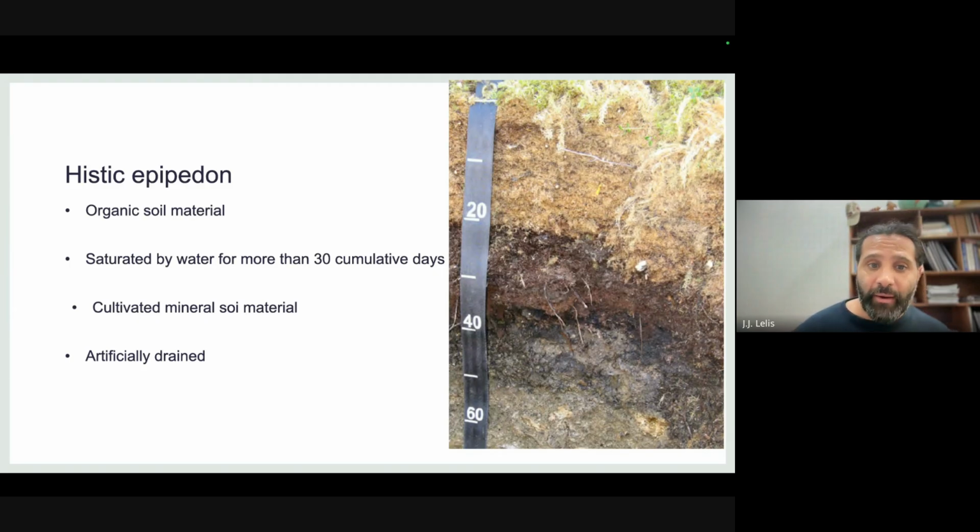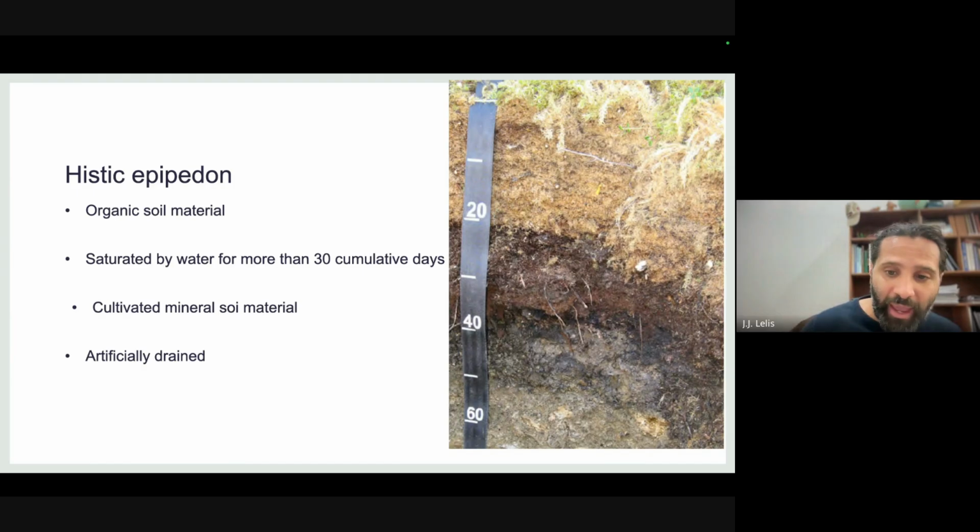The histic horizon is also an organic soil material, so the organic carbon content should also be 12% or more. But in the opposite of the folistic, the histic horizon is saturated by water. So I need to register at least 30 cumulative days, 30 consecutive days that register a lot of water in that specific area. So that area is flooded, and the flooding is the main process that induces accumulation of organic carbon. Okay, it also could be cultivated soil mineral.